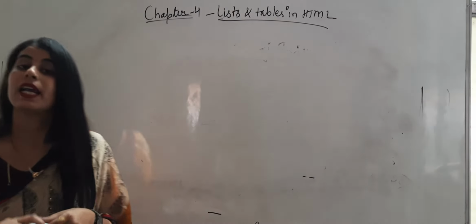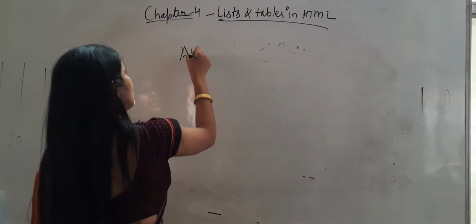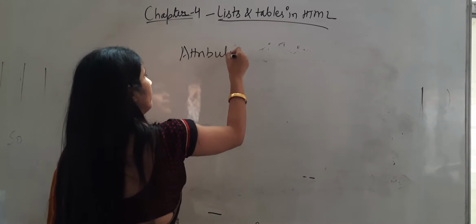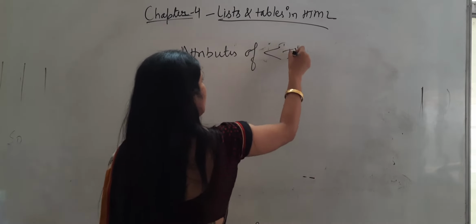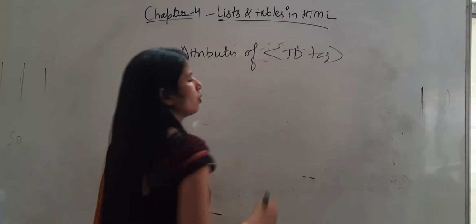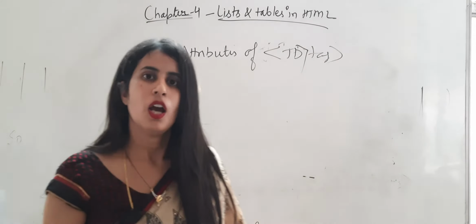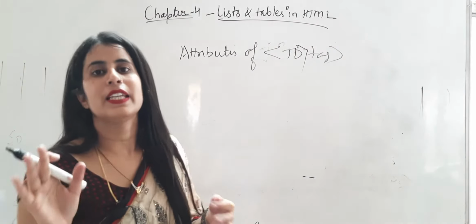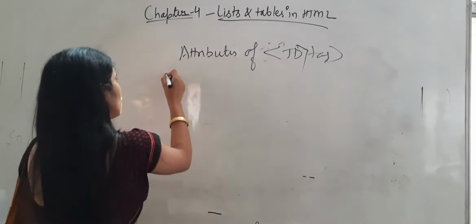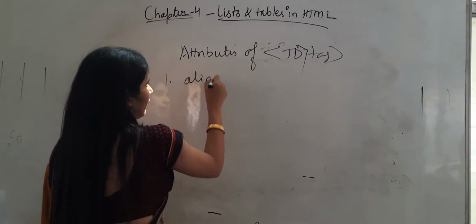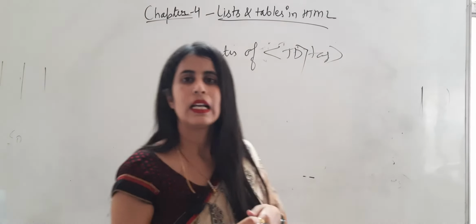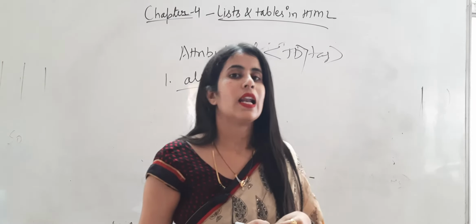So the next topic is attributes of the TD tag. We know what the TD tag is? TD tag stands for table data. So table data we keep there. The first attribute of it is align. Align stands for alignment.